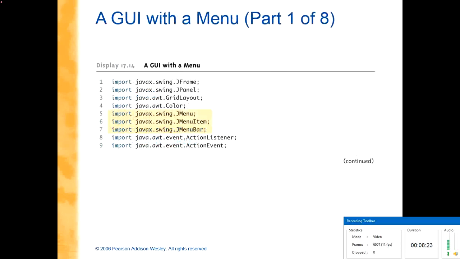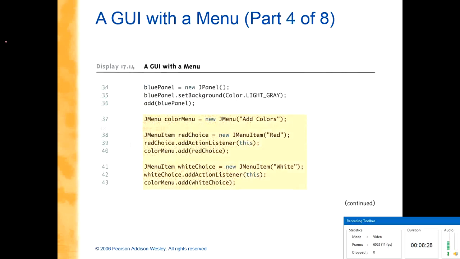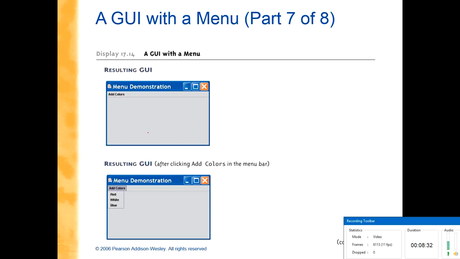So here we have an example of the menu bar. Now for example, what is done over here? Let's just check it. Here Add Colors is a menu. Red, white and blue are the menu items. So menu items are added to the menu. The menu is placed on the menu bar. This whole is a menu bar. If you see this gray portion over here, the menu bar is added to the frame. So this is the program we need to do over here.